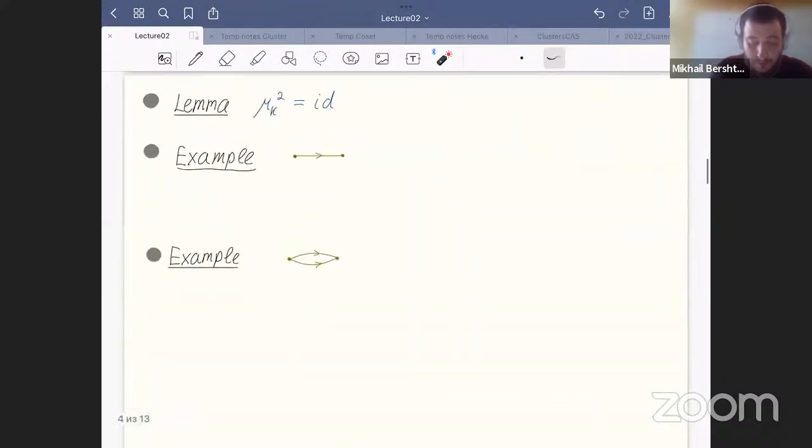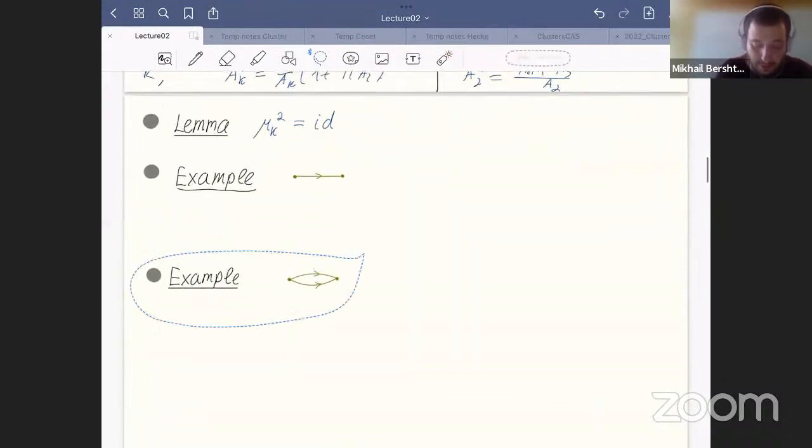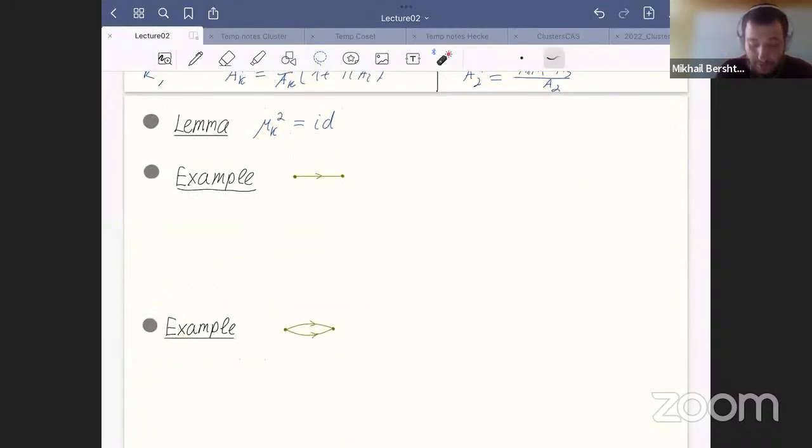Okay, now let me spend some time on an example. I start from probably the simplest, a bit non-trivial example. Let us take this quiver and assume that the variables are equal to a and b.